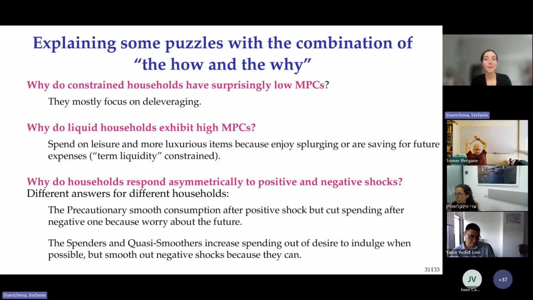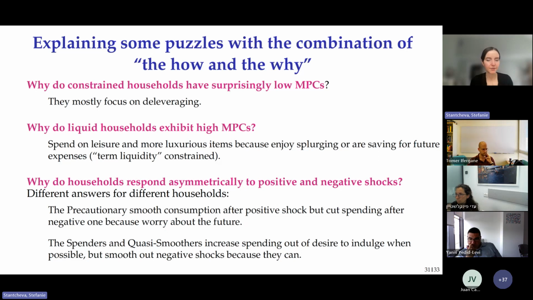They're just very worried. And so that's why they're going to behave asymmetrically, not enjoy the upside and try to buffer their downside. The others that are somewhat asymmetric are the spenders and the quasi-smoothers. They increase spending when things are good out of a desire to indulge and splurge whenever possible, but they will smooth out the negative shocks because they can. So they will also behave asymmetrically, for completely different reasons than, say, the precautionary ones.